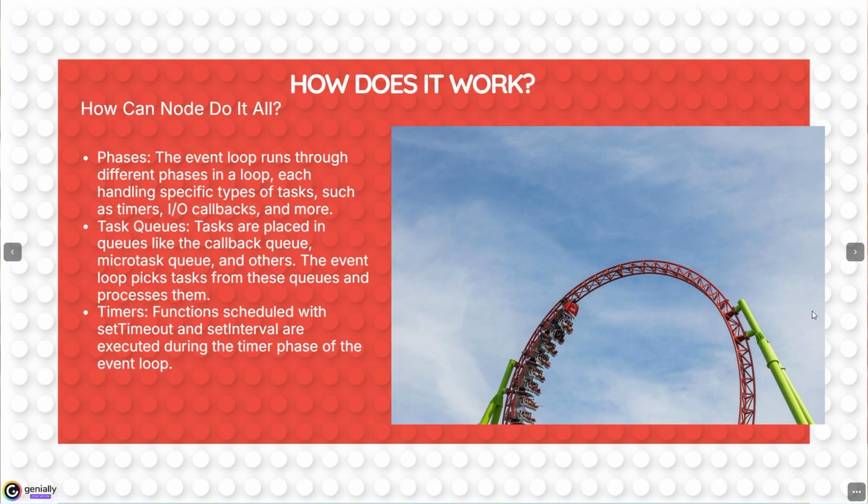How does it work? One is phases. The event loop runs through different phases in a loop, each handling specific types of tasks such as timers, I/O callbacks, and more. Next, task queues. Tasks are placed in queues like the callback queue, microtasks queue, and others. The event loop picks tasks from these queues and processes them. Next, timers. Functions scheduled with setTimeout and setInterval are executed during the timer phase of the event loop.